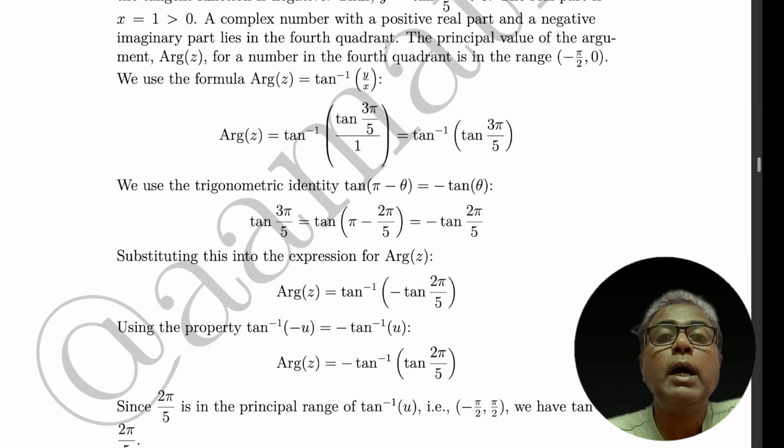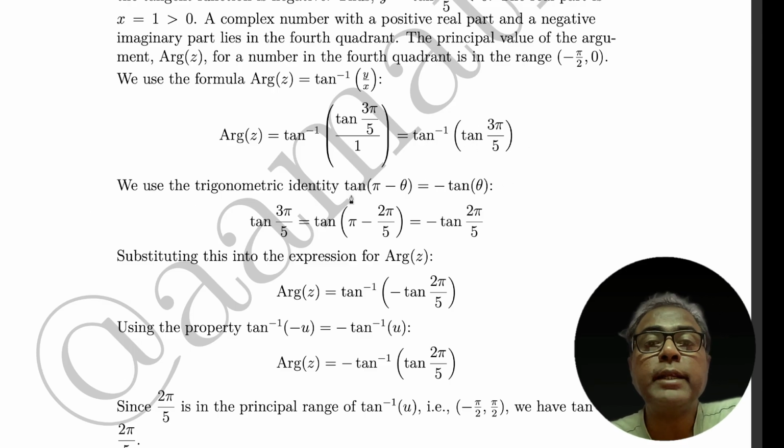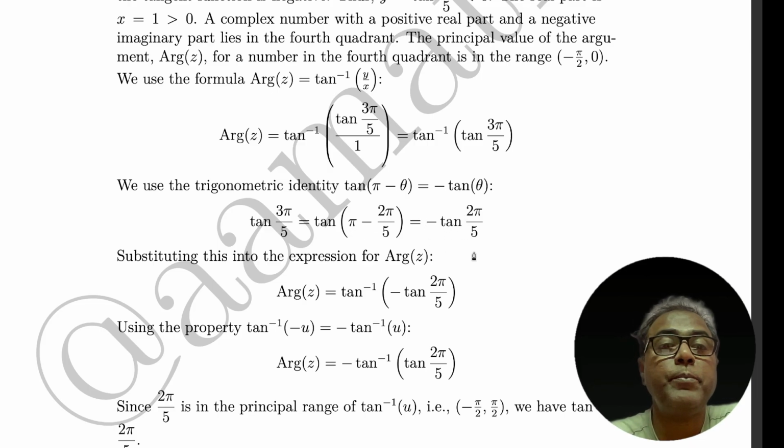So the principal argument of z is equal to tan inverse y by x. Here y is tan 3 pi by 5 and x is 1. Now we know that tan of pi minus theta equals minus tan theta. So tan 3 pi by 5 equals tan of pi minus 2 pi by 5, which equals minus tan 2 pi by 5.